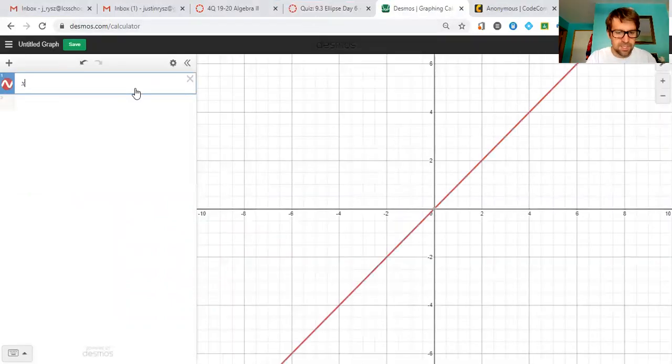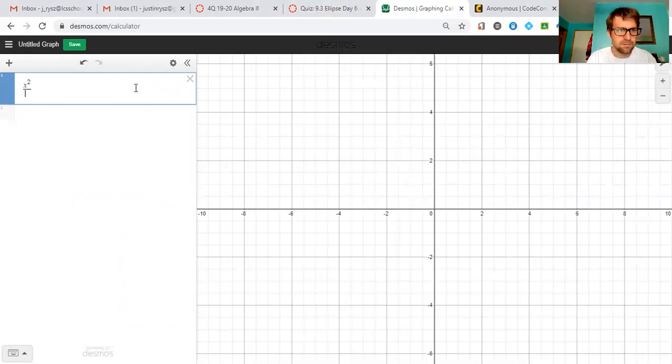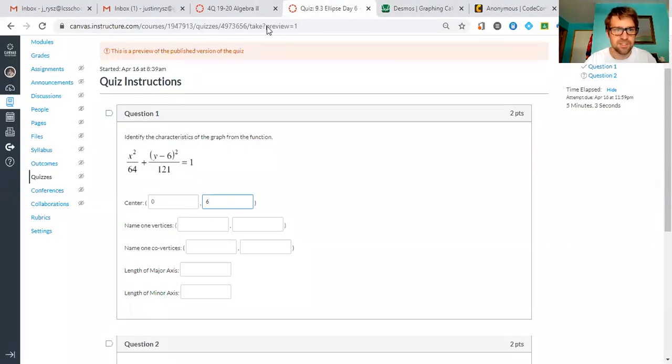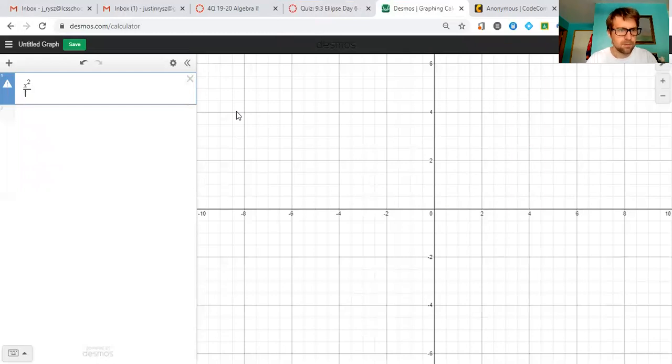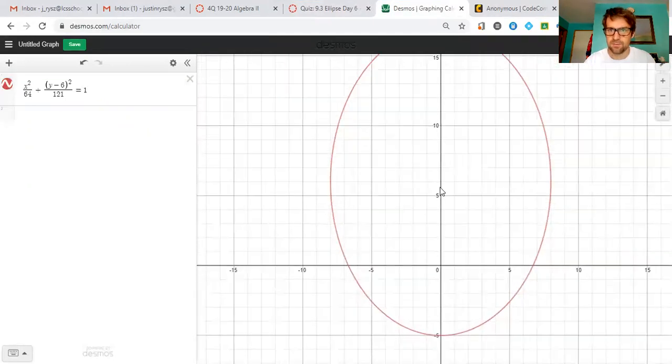So I think the equation was x squared divided by 64 plus y minus 6 squared divided by 121 equals 1. Okay, so we get this really large ellipse, an oval shape.